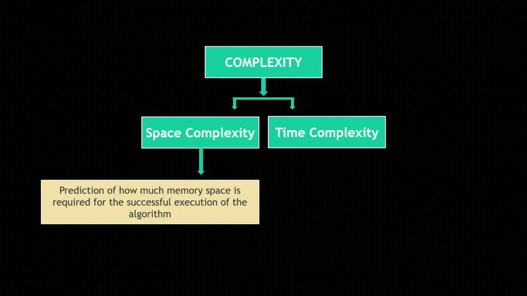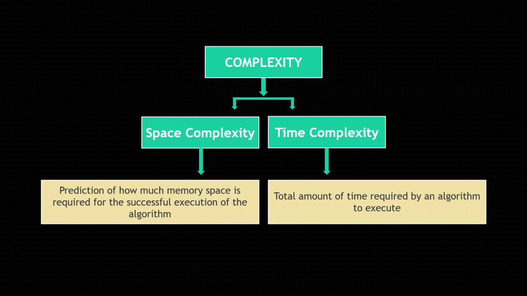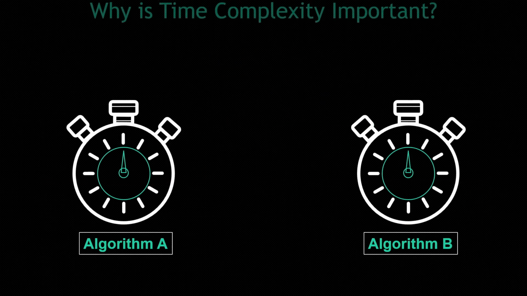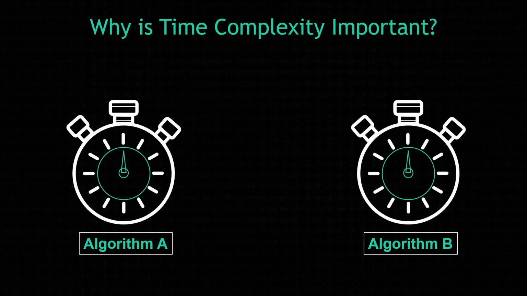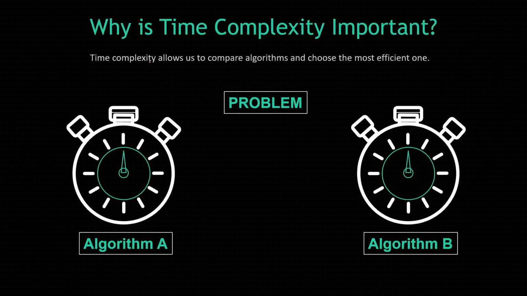What is space complexity? Space complexity is the prediction of how much memory space is required for the successful execution of the algorithm. Time complexity is the total amount of time required by an algorithm to execute. Why is time complexity important? Time complexity allows us to compare algorithms and choose the most efficient one.